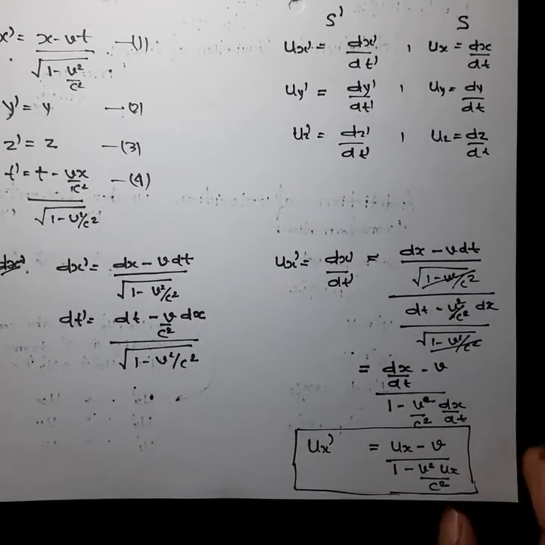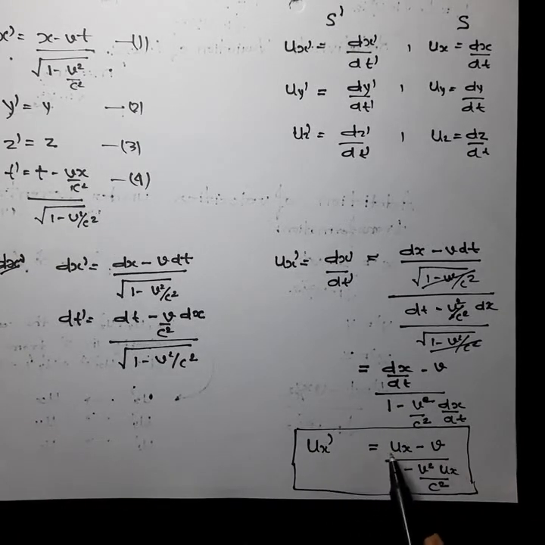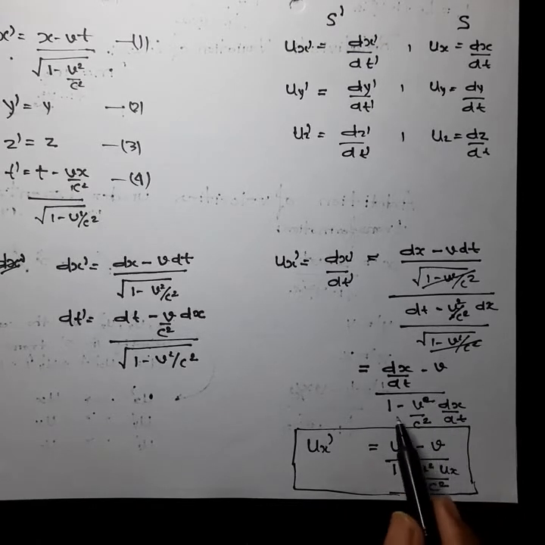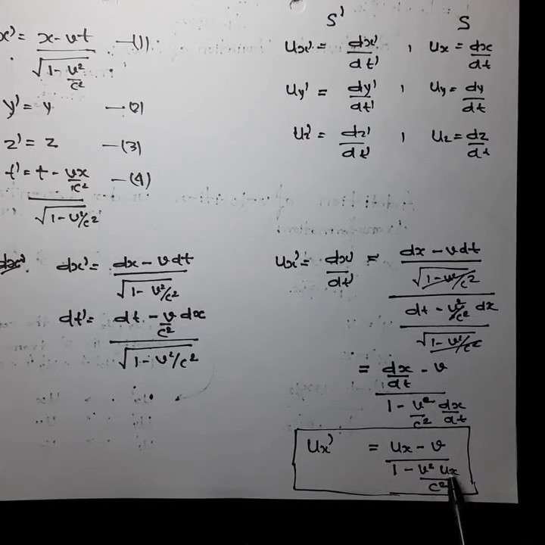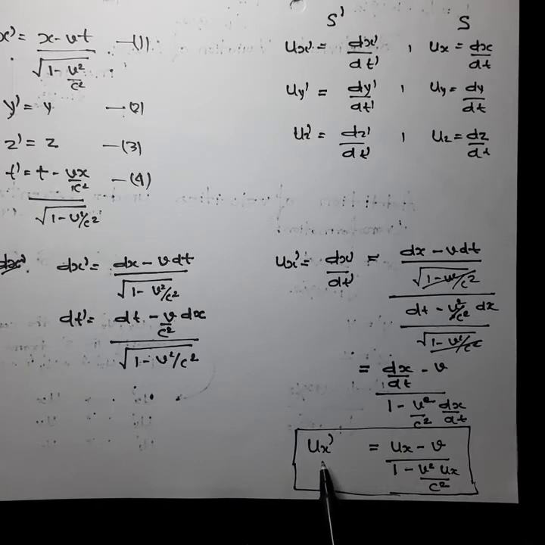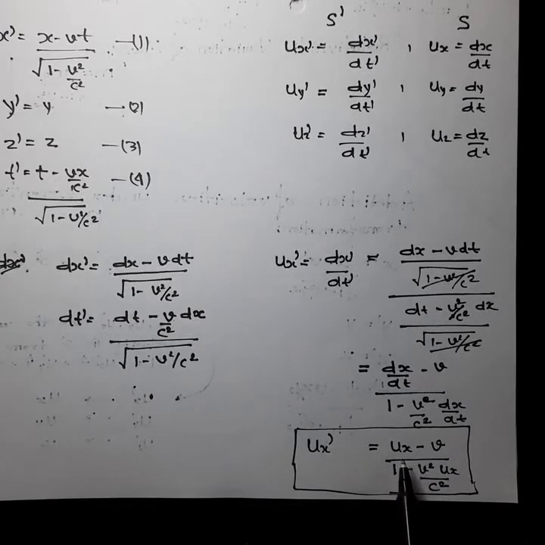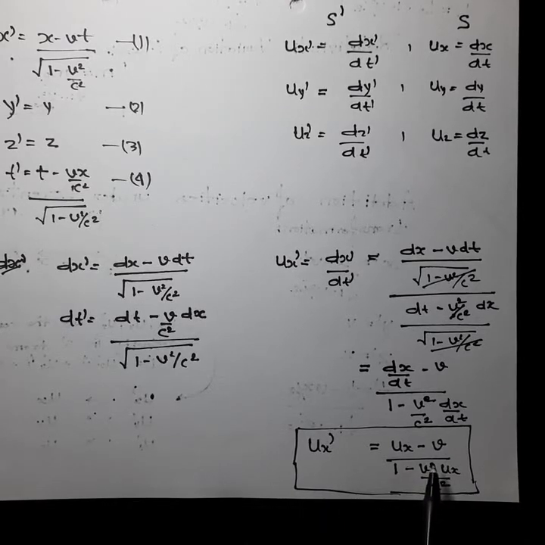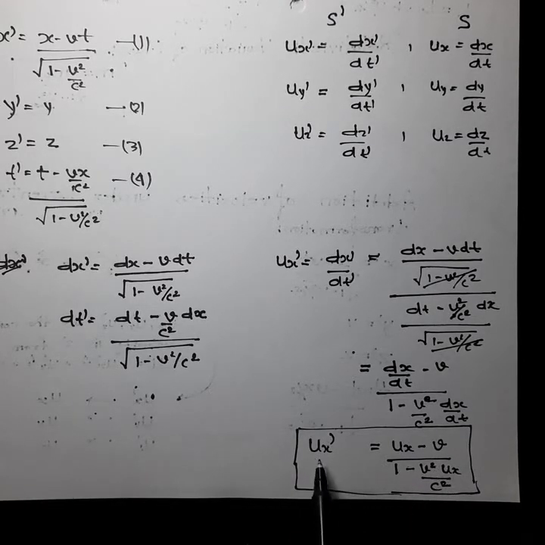So what I have written: ux dash is equal to ux minus v divided by 1 minus v square by c square, where dx by dt is written as ux. So the ux dash component can be written in terms of the corresponding velocity component ux in the S frame of reference, and v is the relative velocity between the observers. So this is the velocity addition rule under Lorentz transformation. We have written it for ux dash.